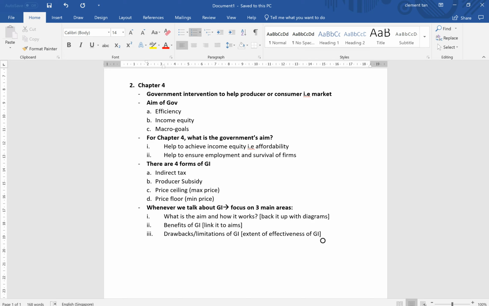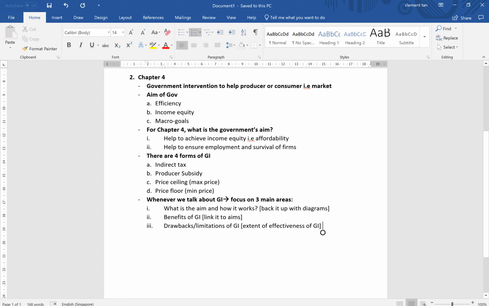Okay, so basically, I will go through the four forms. Maybe I go through two first, then we take a breather, get a break, we come back, we go through the other two, then after that I summarize it, and that's it.